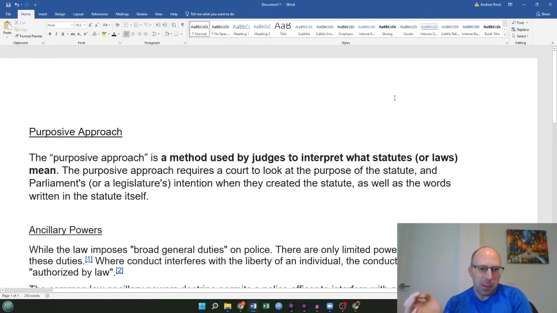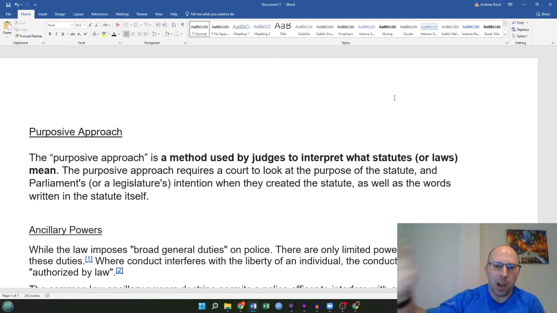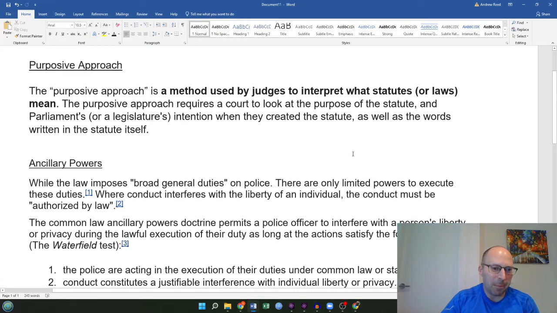So the purposive approach is a method used by judges to interpret what statutes or laws mean. It just means that they need to look at the purpose of the statute and then Parliament or legislators' intention when they created the statute, as well as the words written in the statute itself. So they're looking for context as to what the purpose of the law was supposed to be.